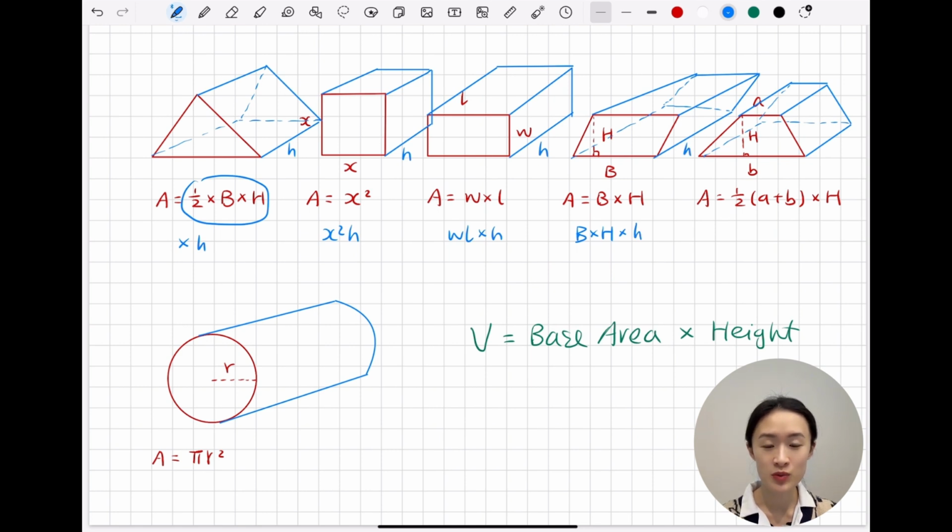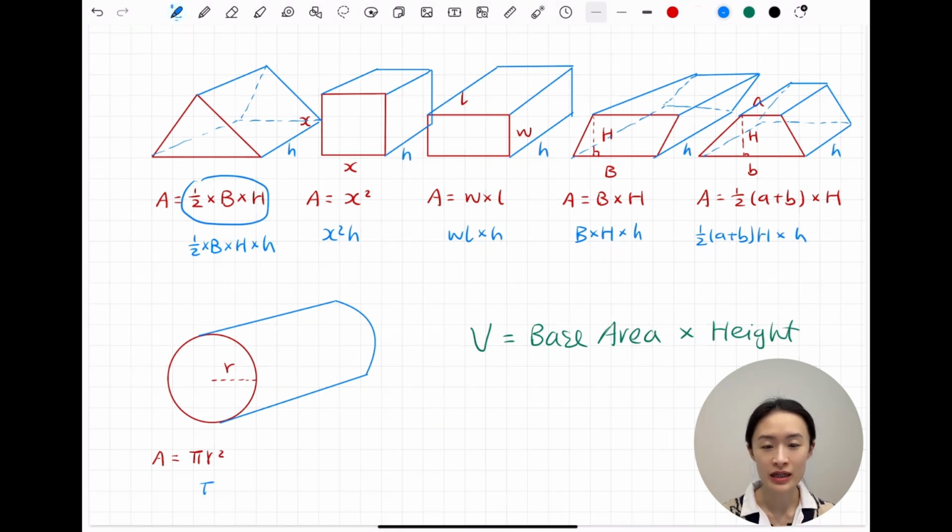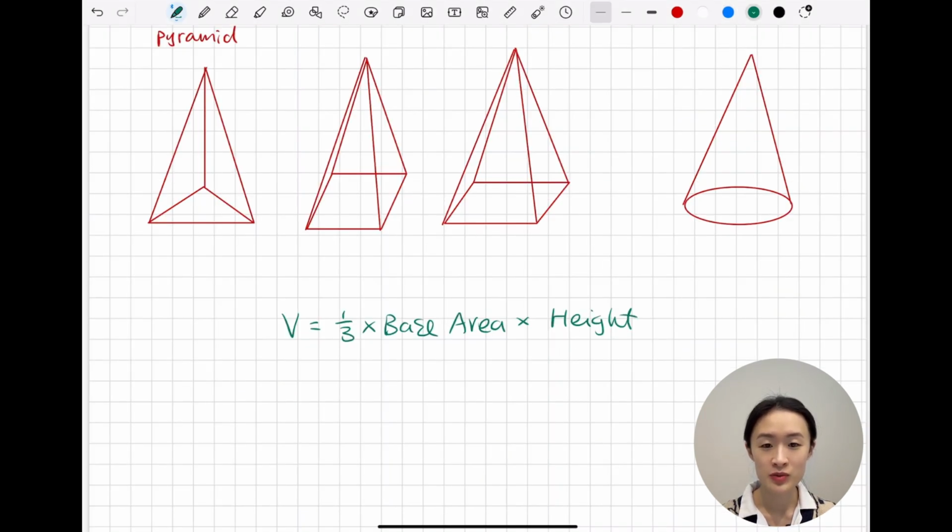And moving on to the next one, trapezoid. So what we need to do is multiply its area by the height. Moving on, next one, we have a cylinder. Again, pi r squared times by height. So now what we are going to look at are pyramids. So the first one, triangular pyramid. The second one, square-based pyramid. Rectangular pyramid. And a cone.